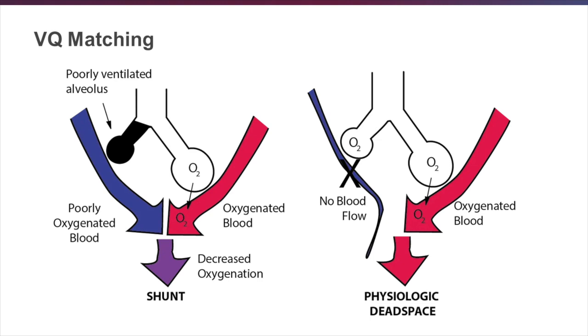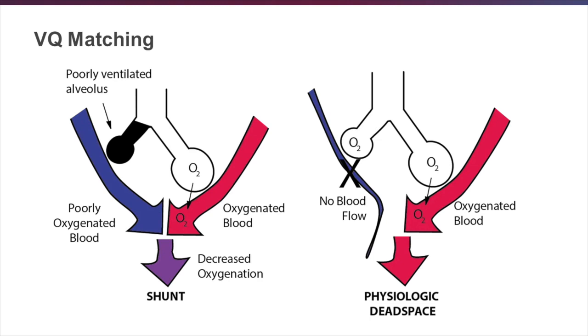And again, VQ matching really breaks into two broad categories. That is shunt, or physiologic shunt in this scenario. And that's a scenario where we are perfusing an area that is poorly ventilated, so an area of the lung that, for example, may be damaged, but sending blood to it.